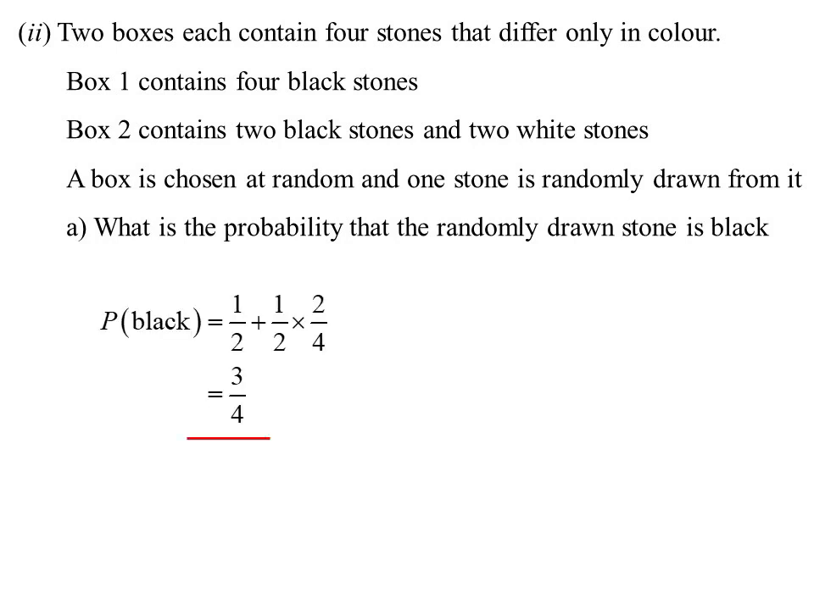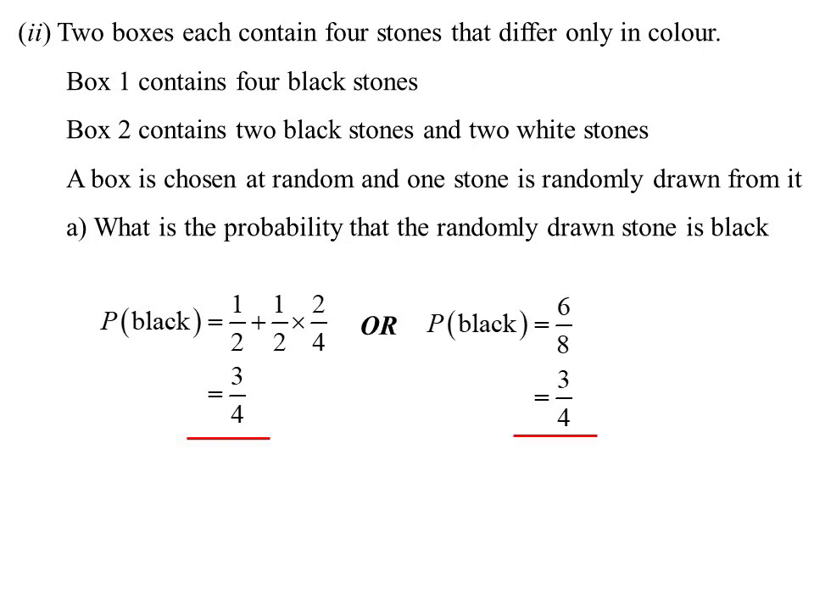Well, I'm going to have to consider 2 possibilities here, because first of all, which box did it come from? I've got a 1 in 2 chance of picking box 1. But of course, if I pick box 1, I must get a black stone, so there's a 1 in 2 chance if that happened. But the other possibility is I pick box 2. There's a 1 in 2 chance that I pick box 2, but in that box, I've got a 2 in 4 chance of picking a black one. Add the 2 possibilities together, we get 3/4.